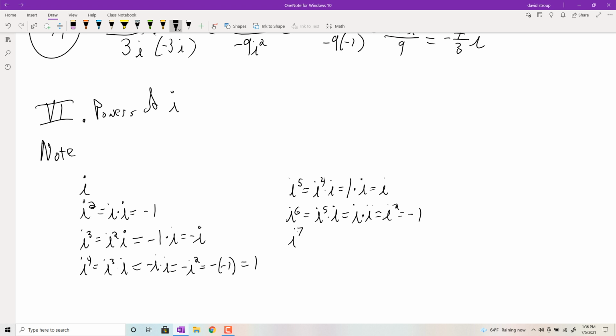It's a pattern. Okay, so the cool thing about math, there's all these cool patterns. i to the seventh then is just -i, and then i to the eighth will be 1 again. So you can see i to the first is equal to i to the fifth.